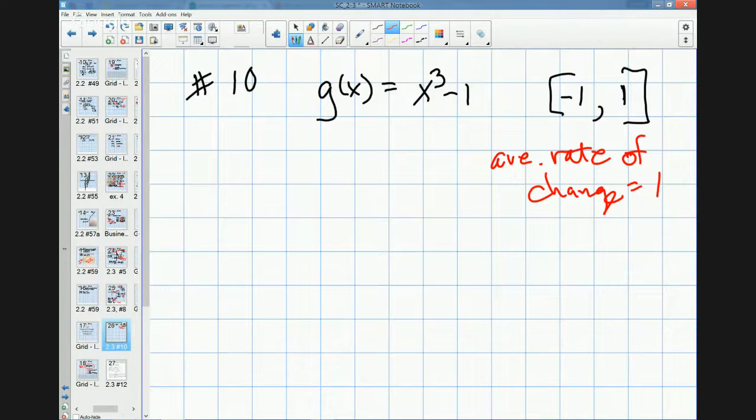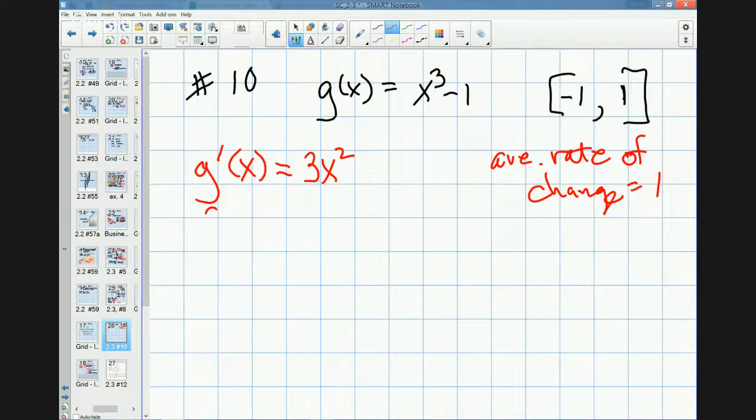So, first, let's do a little calculus here. In order to find the exact rate of change, we need to take the derivative of the g function. Well, derivative of x cubed? Power rule says 3x squared, right? Because 3 times x, reduce the power on x by 1. This is a constant. -1 is a constant, so the derivative of that is gone.